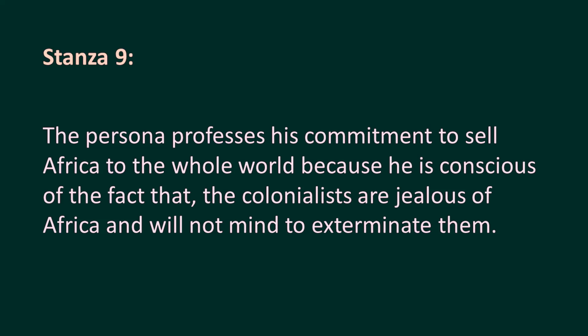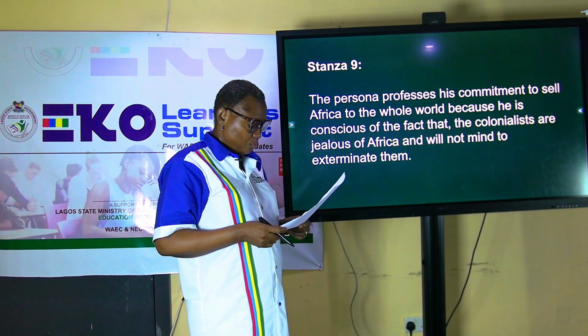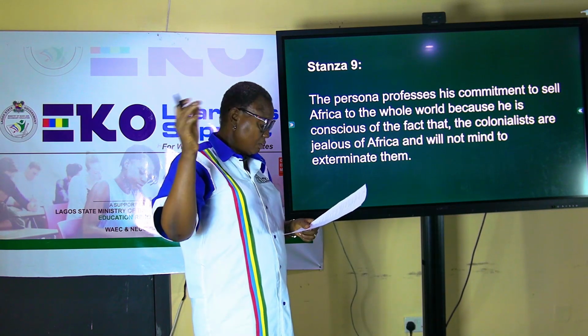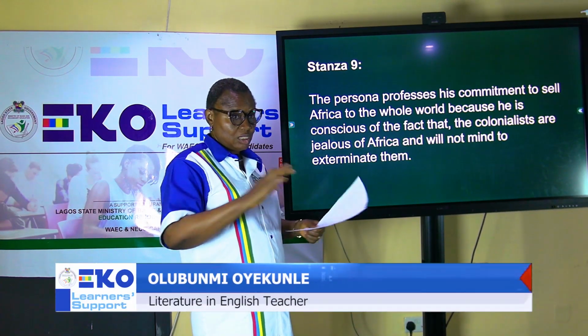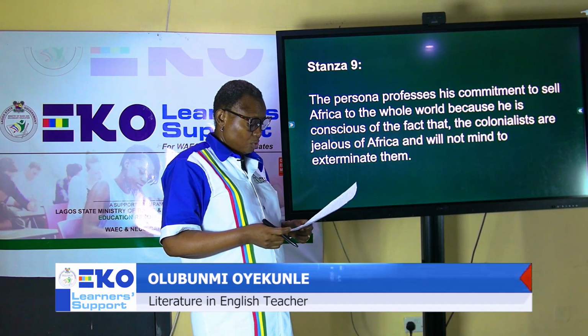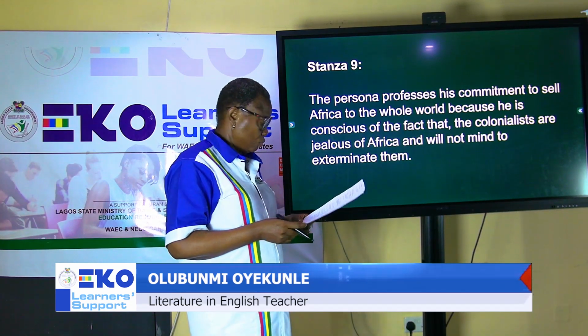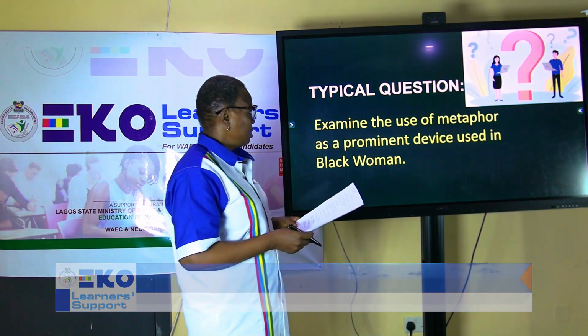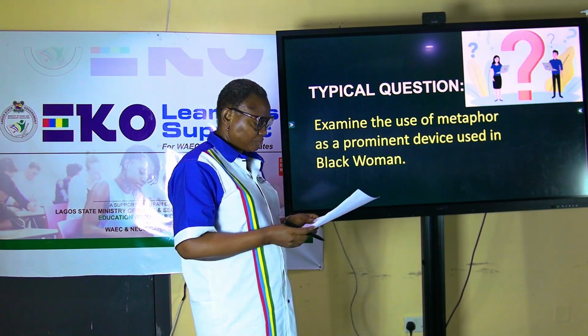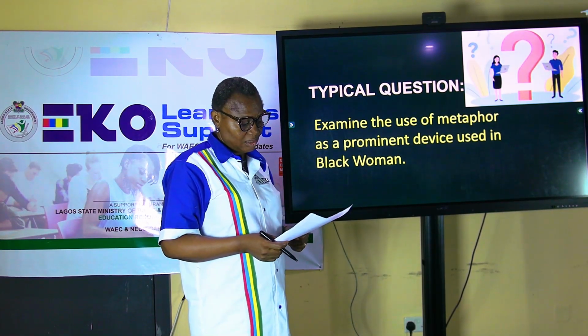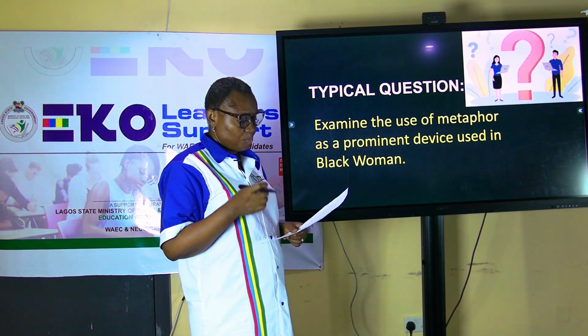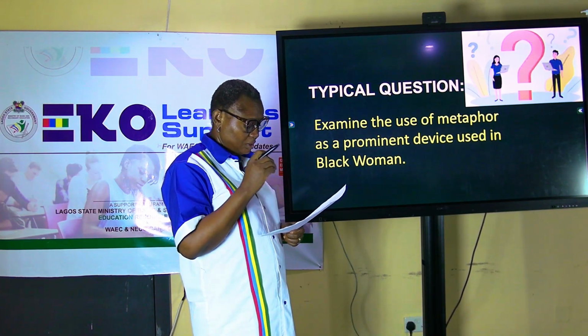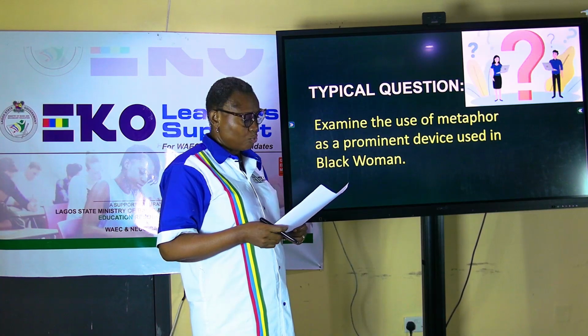Stanza 9, the persona professes his commitment to expose the beauty of Africa through the power of literature. Before the white colonialists exterminate them completely, he would like to launch Africa into the world. In all of this, you can see that metaphor is used right from the beginning to the end of that poem.